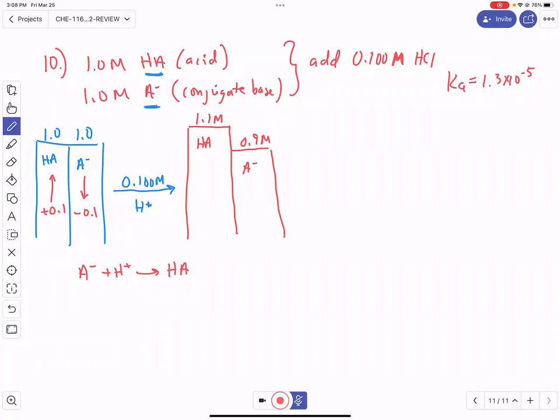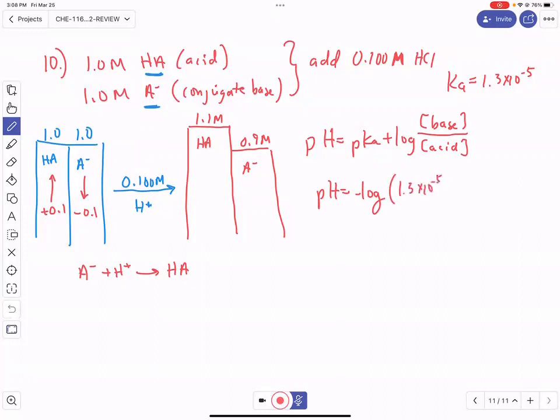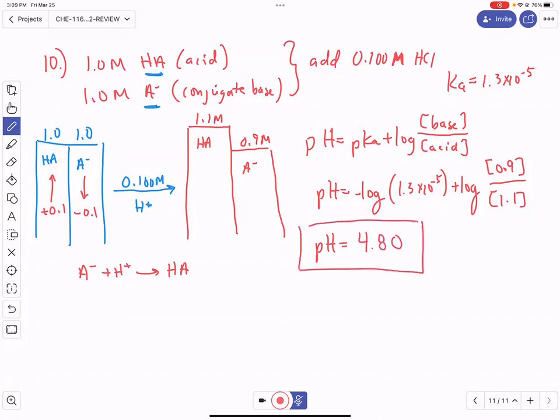Now I can do the Henderson-Hasselbalch equation because I have the concentration of my acid and its conjugate base. So pH equals the pKa plus the log of the concentration of my base over the concentration of my acid. So pH equals pKa, which is the negative log of Ka, 1.3 times 10 to the minus 5, plus the log of my conjugate base, 0.9, over my acid, 1.1. So the pH of that solution equals negative log... we get like a 4.80 as the pH of this solution, this buffer.